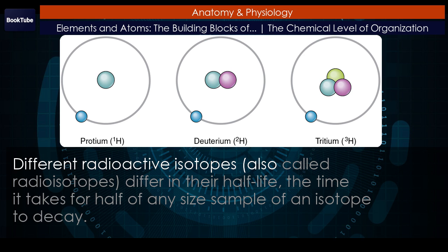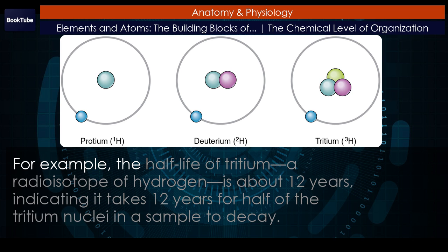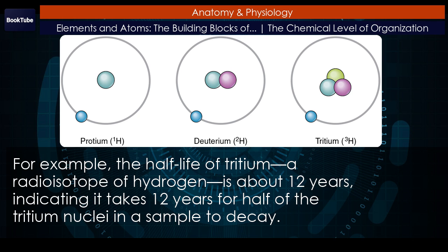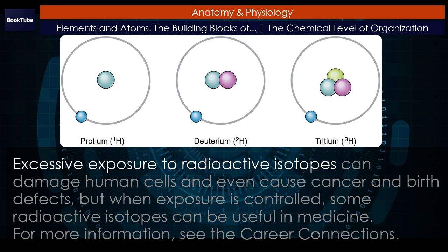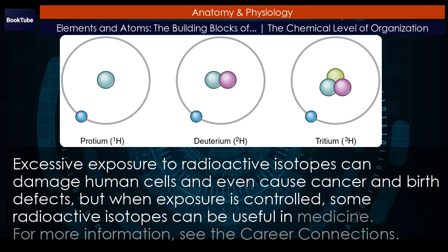Different radioactive isotopes, also called radioisotopes, differ in their half-life, the time it takes for half of any size sample of an isotope to decay. For example, the half-life of tritium, a radioisotope of hydrogen, is about 12 years, indicating it takes 12 years for half of the tritium nuclei in a sample to decay. Excessive exposure to radioactive isotopes can damage human cells and even cause cancer and birth defects. But when exposure is controlled, some radioactive isotopes can be useful in medicine. For more information, see the career connections.